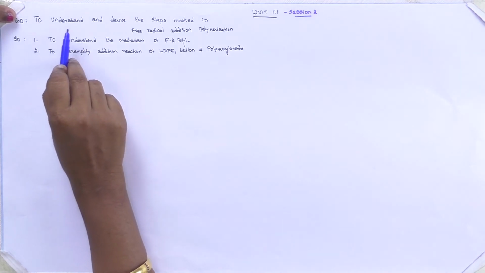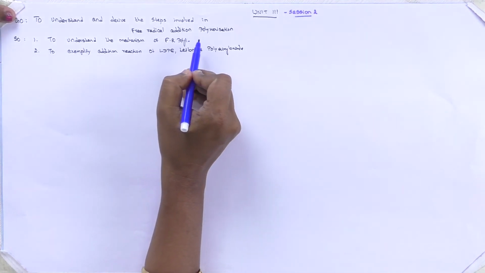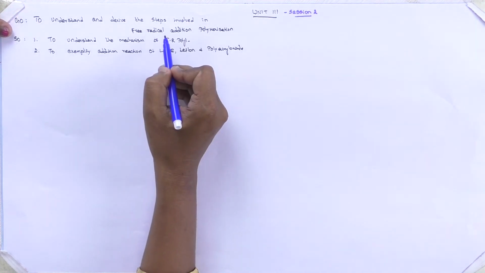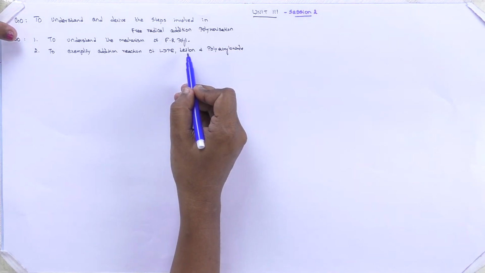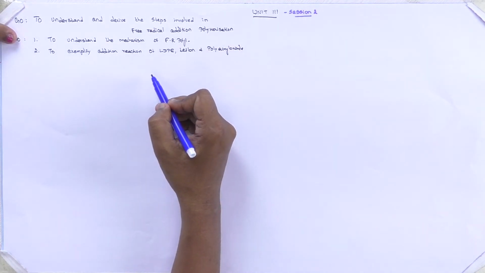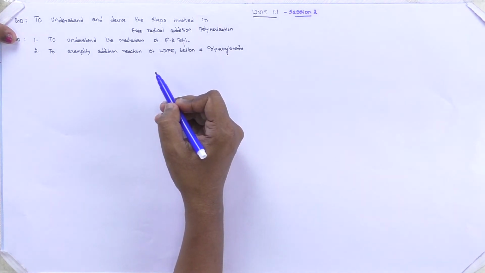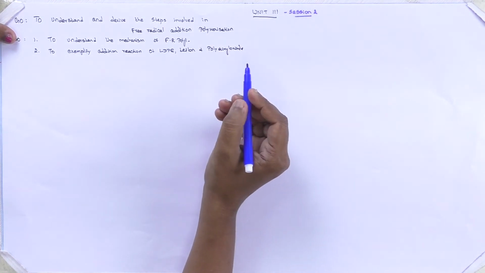So, the general objective of today's class is to understand and derive the steps involved in the free radical addition polymerization process. To reach this objective, we are going to understand the mechanism of free radical polymerization, and with examples, we are going to discuss addition polymerization reactions having LDPE, Teflon and polyacrylonitrile.